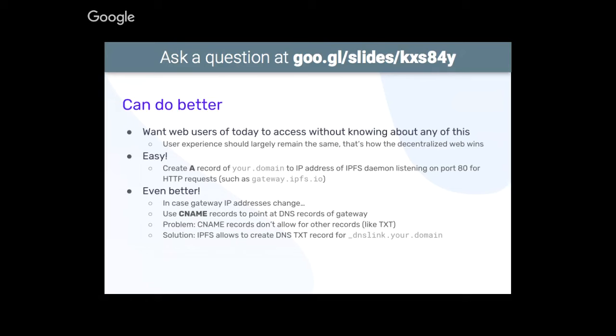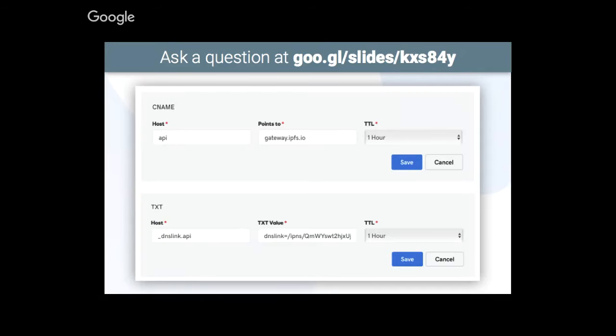Unfortunately, in practice, CNAME records don't allow other records like TXT records. But the folks at IPFS have allowed us to create something called a DNS link, so you can create a DNS TXT record for _DNSLink.your.domain, whatever that happens to be, and it will still work. So IPFS and the gateways will essentially respect that DNS link if you do it this way. So what does that look like in practice?